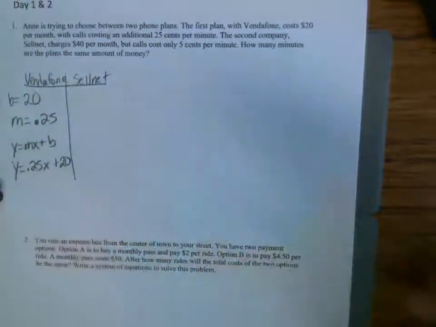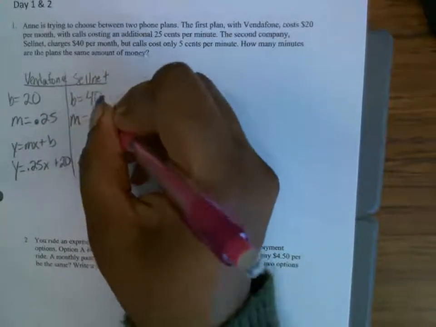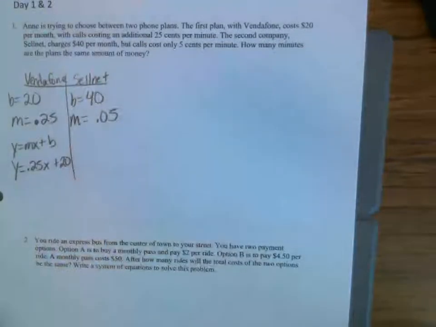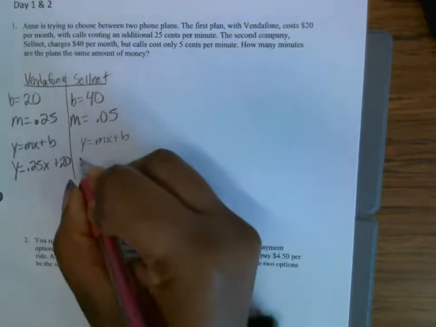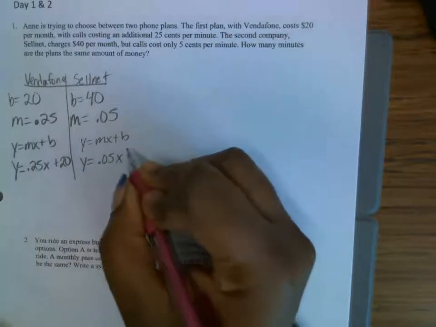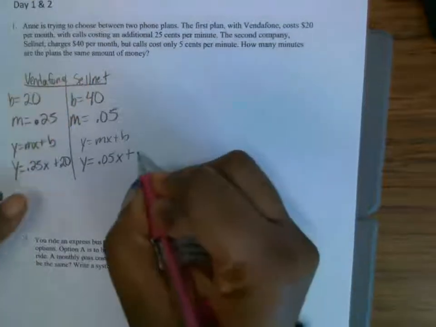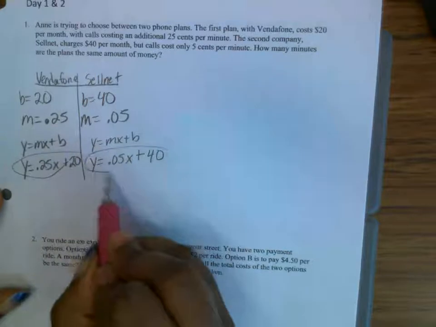The Cellnet starting amount is the $40 every month. So you're going to pay one $40 fee for that month. That's your starting amount. In addition to paying 5 cents for every call that's made, per minute, sorry. So your equation in slope intercept form is going to be y is equal to the 5 cent x plus 40. Okay, any questions about how I got these 2 equations?